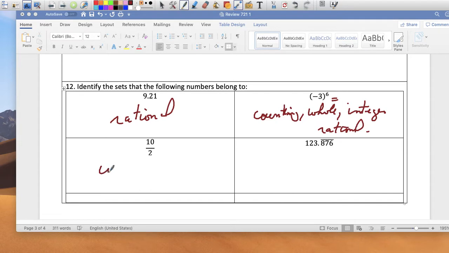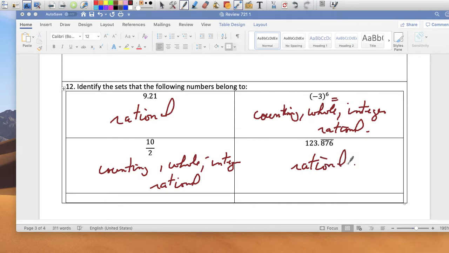10 over 2 is 5. And that's also a counting number, a whole number, an integer. And it's going to belong to the rational numbers. Right? This is a repeating decimal. The repeating decimal is a rational. Ta-da! That was easy.